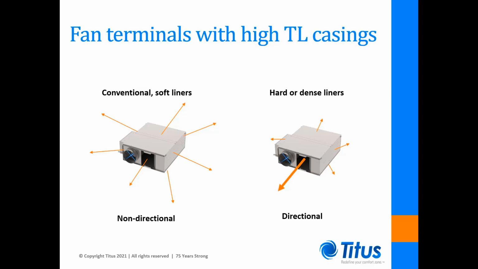Unfortunately, manufacturers who publish performance in accordance with AHRI Standard 880 are forced to report higher sound levels for these harder-faced liners. This is due to the fact that the lost sound absorption, coupled with the fact that the test chamber eliminates directionality, results in much higher radiated sound levels.